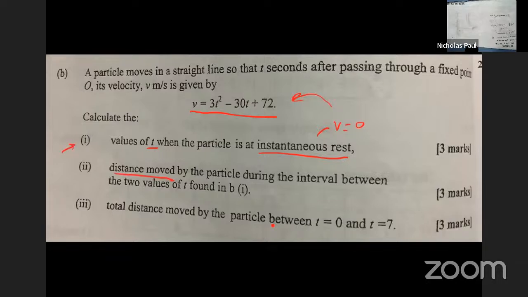Then they want the distance moved by the particle between the two values in part 1. How do we get the distance moved? To get distance, you have to integrate velocity. But you have to integrate between the answers obtained in part 1. All okay with that? So you have to use the limits from part 1. What about part 3? Find the total distance moved between 0 and 7.